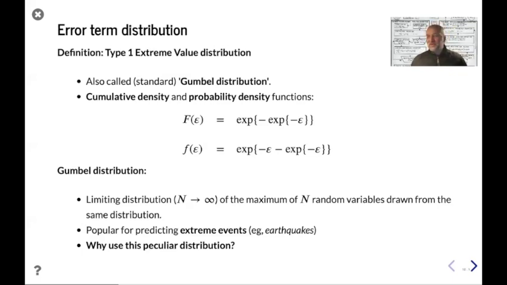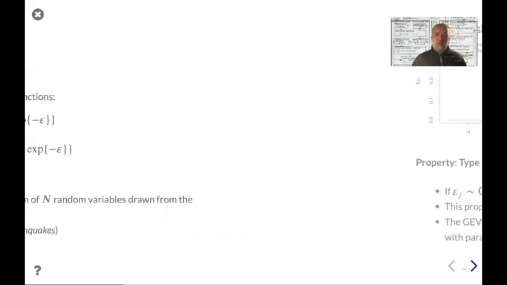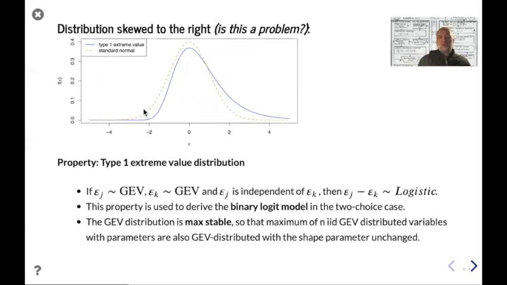As economists, we don't think that consumers are extreme. But remember that it's differences in utility that matter. Once you take differences in those iid extreme value terms, they actually don't look that extreme. Here's a distribution, and it's skewed to the right. Is that a problem? Normally we would like to have mean zero and a symmetric distribution, just like the normal distribution, for an error term.